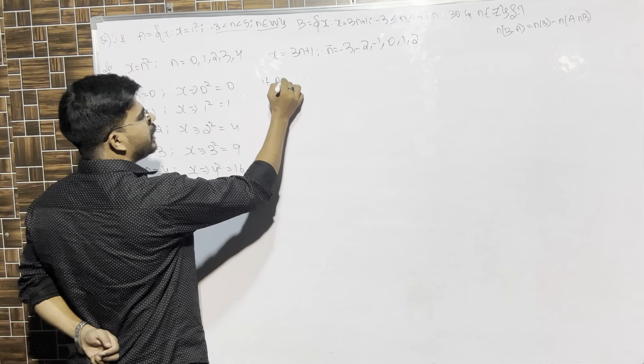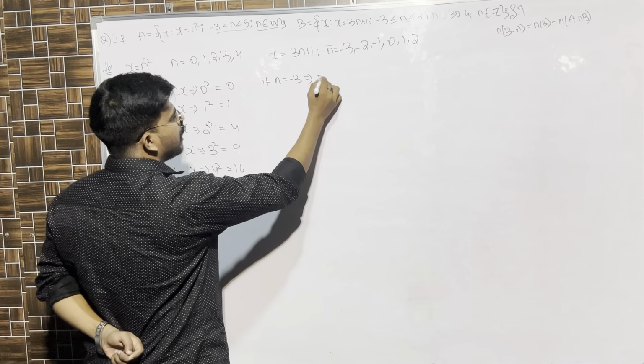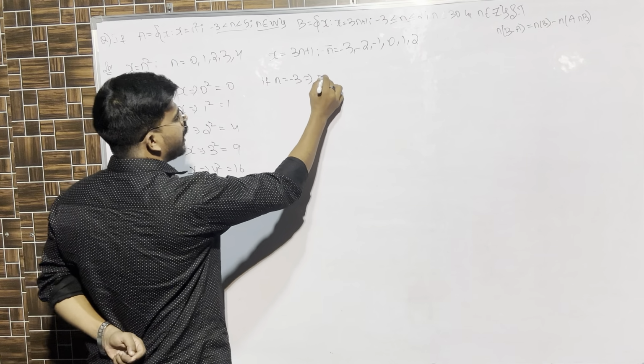If n is equal to minus 3, x is equal to 3 into, in the place of n we have to write minus 3. 3 into minus 3 plus 1. 3 into minus 3, minus 9 plus 1. Minus 9 plus 1 is minus 8.